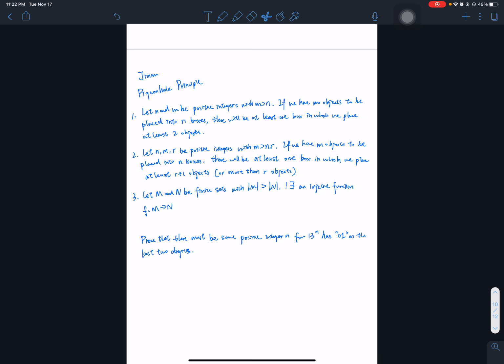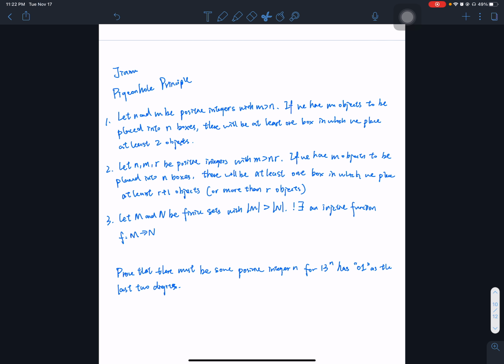Today I'm going to talk about the pigeonhole principle. So what is the pigeonhole principle? The definition of the basic or classic pigeonhole principle is that suppose n and m are positive integers, and we suppose m is greater than n. Then if we place m objects into n empty boxes, there will be at least one box containing at least two objects.